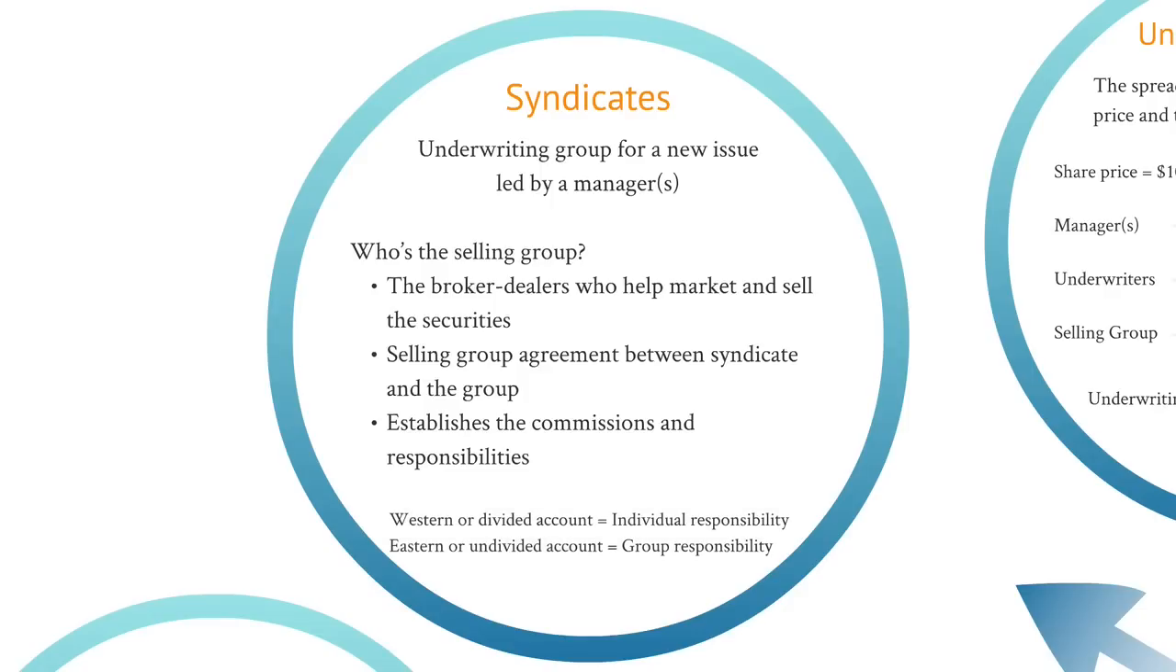There's two ways that the underwriting group can take the risk. The Western or divided account, in which each member of the underwriting group just has a risk for the shares that they're allotted to share. So we can think of this as a lone Western cowboy way to try to remember this, that each one has just an individual responsibility. And then there's the Eastern or undivided account, in which the entire group is going to take their proportional risk and responsibility for any shares that aren't sold.